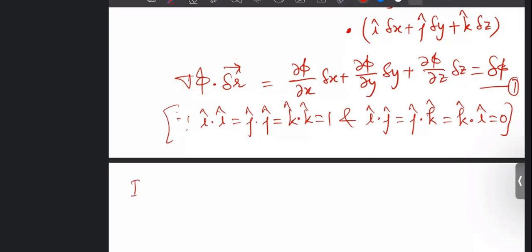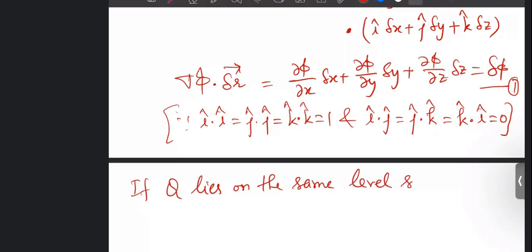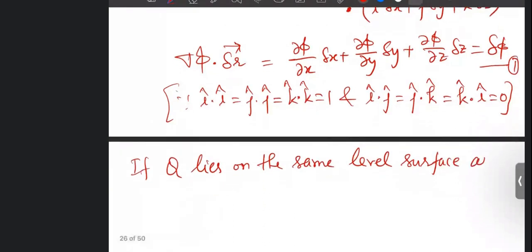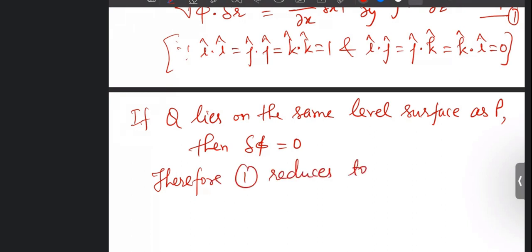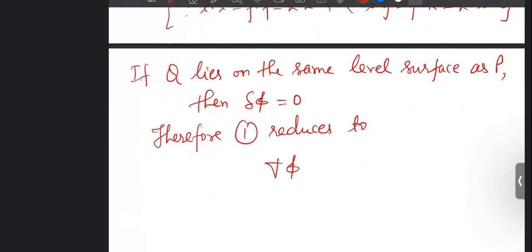So consider if this Q lies on the same level surface, that means the above level surface coincides with the below level surface as P. Then delta phi will become 0. Therefore equation 1 reduces to del of phi dot product with delta r is equal to 0.